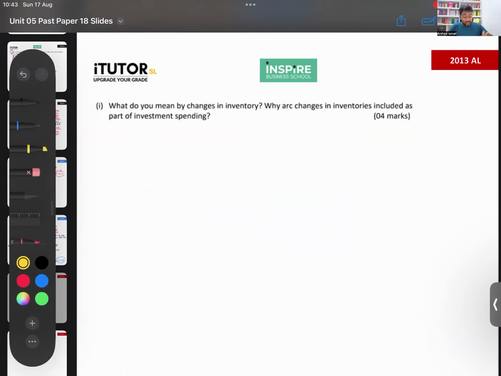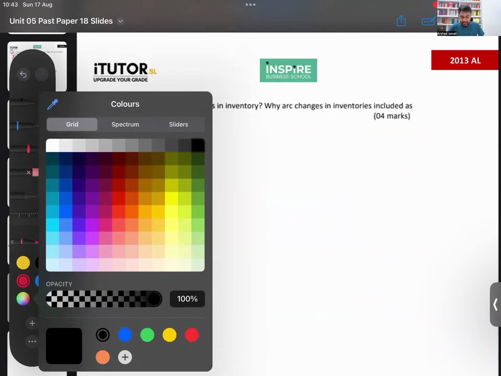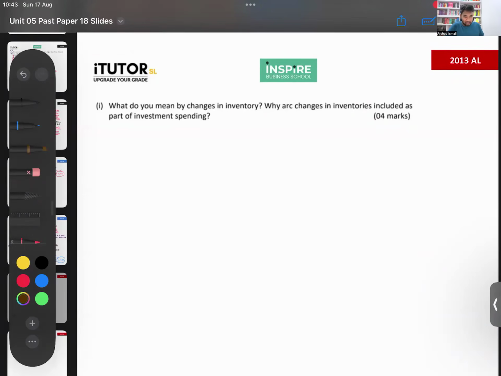What do you mean by changes in inventory? Why are changes in inventory included as a part of investment spending? So what is this change in inventory story? I would have explained before as well. Now, I'm not sure if I did it last week, but I'll just go through.